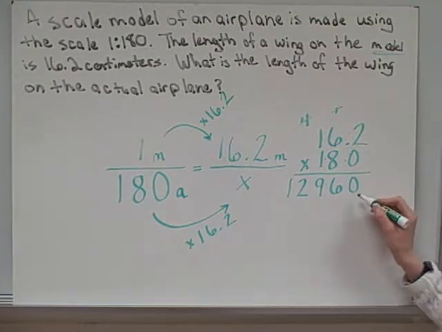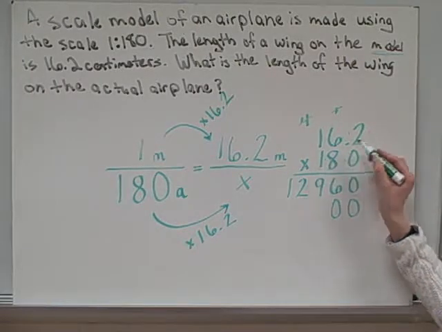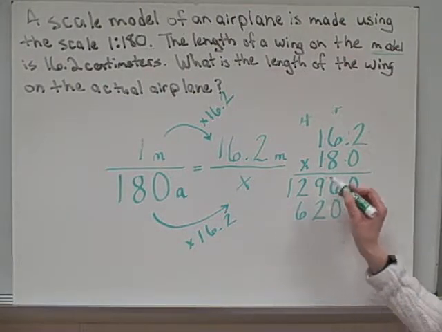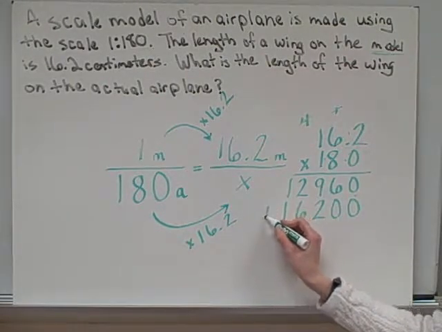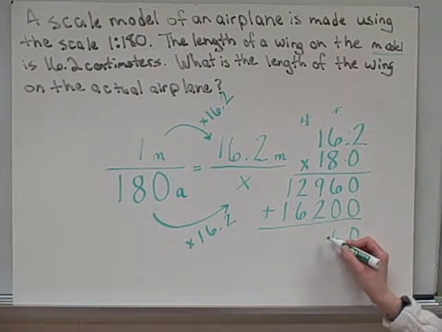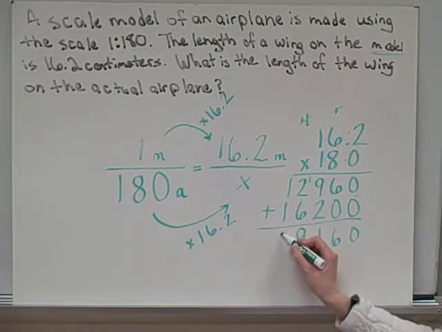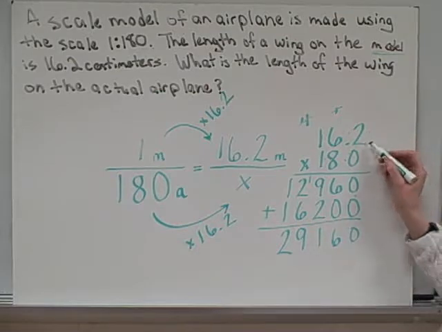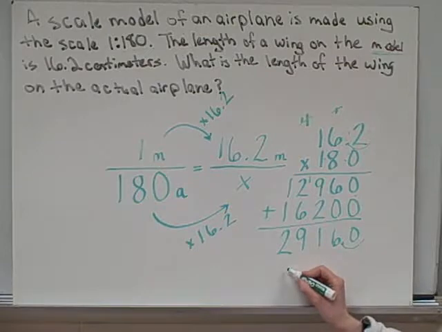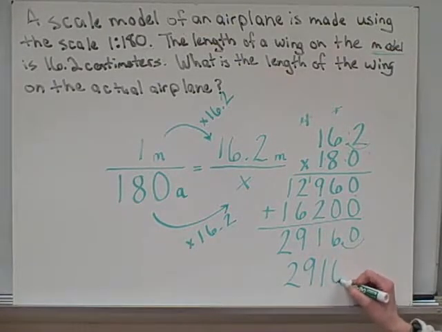2 zeros as placeholders, and I'm going to do times 1 now. 1 times 2, 2, 1 times 6, 6, and 1 times 1, and add together. One more step, I've got to move my decimal place over 1, and my final answer is 2916.